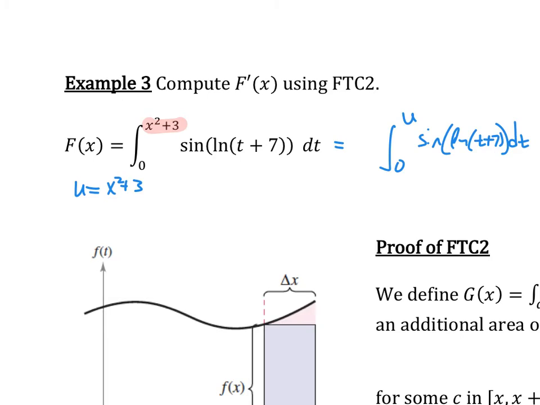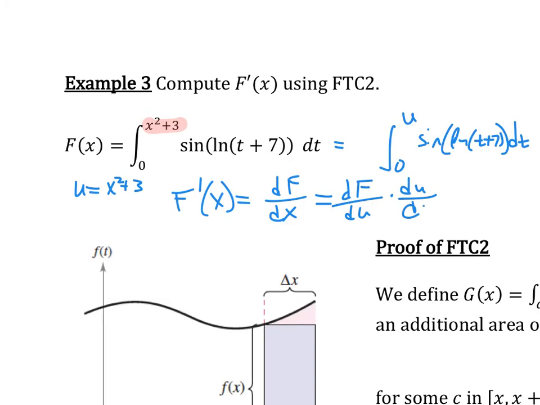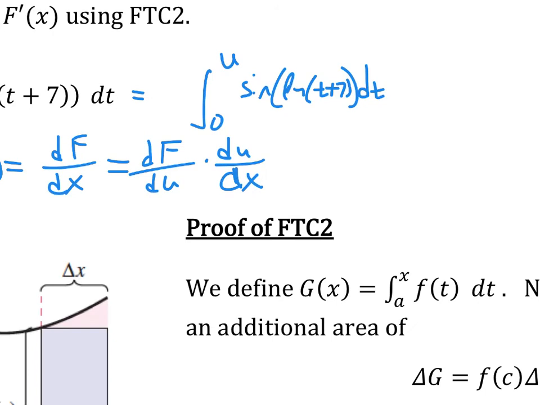Now, f prime of x is df dx. All right, well, we've just changed it from x to u. So we're going to have to use the chain rule here, and we're going to need to find df du times du dx. So that's our chain rule there. And we can see the canceling that goes on here. So let's see if we can do that.